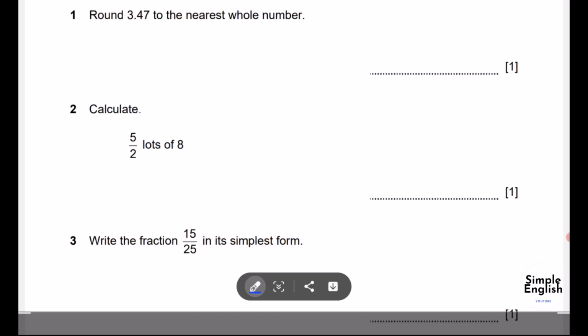Round 3.47 to the nearest whole number. Remember, 47 is less than 50, so we have to round down to 3.